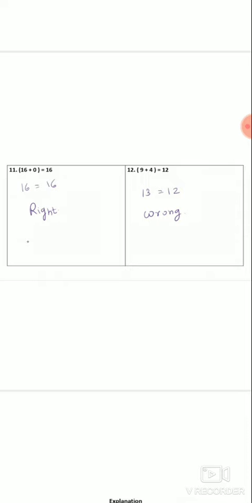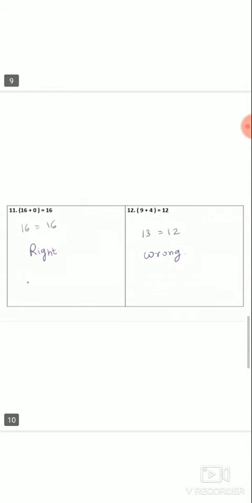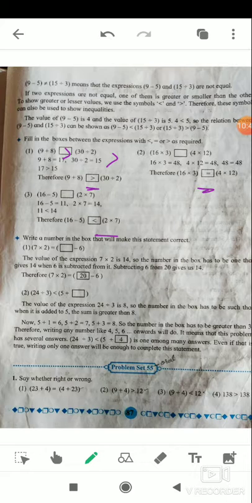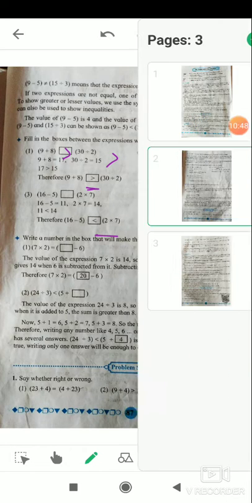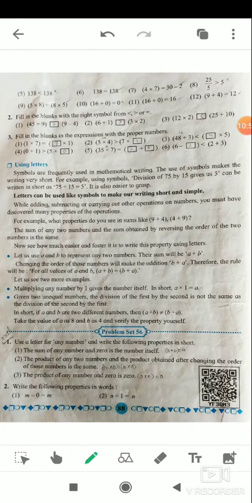16 plus 0, the answer is 16, equals 16. So it's right. 9 plus 4 is 13. 13 is equal to 12, so it's also wrong. All the 12 questions are done. Now I solve these questions, filling the blanks with the right symbols, starting from 45 divided by 9.